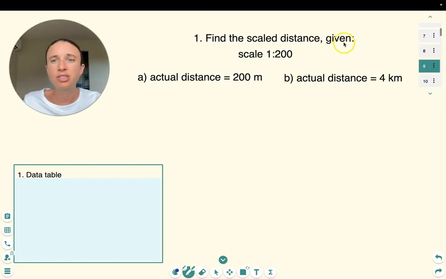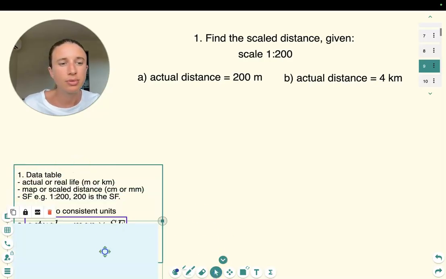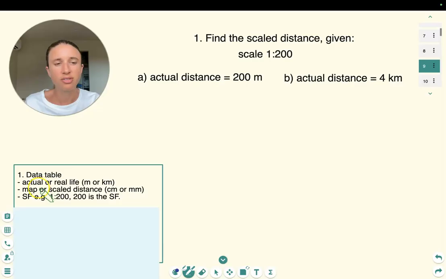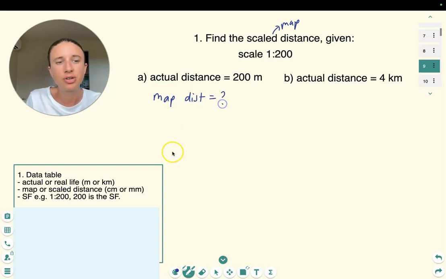So it says find the scaled distance given a scale 1:200 and the actual distance is 200 meters. And I've got a little process we can follow down here. So the first thing is your data table. You're just going to list as much stuff as you can. So actual or real life distance is 200 meters. That's given. Do we have the map or the scaled distance? Well, actually, we don't. We're trying to find it. So I'm going to put in map distance. We don't know. The scale factor. Okay, that number on the right-hand side of the scale. We do know that.